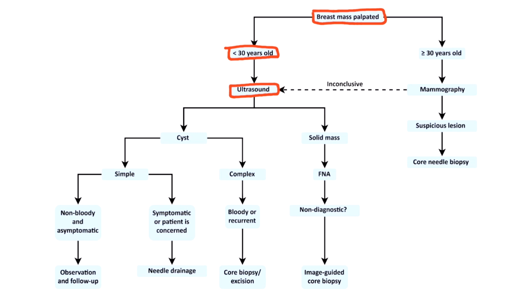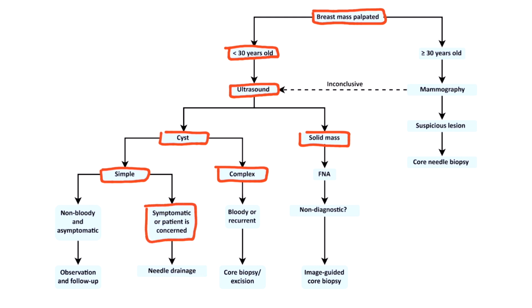When an ultrasound is performed, the lesion can either appear to be cystic or solid. Cystic masses can be simple or complex. A simple breast cyst has a thin lining and is often non-bloody and asymptomatic. A simple breast cyst only requires needle drainage if symptomatic and the patient is concerned. It can also be managed conservatively, depending on the patient's wishes.